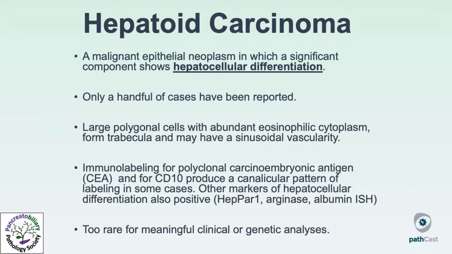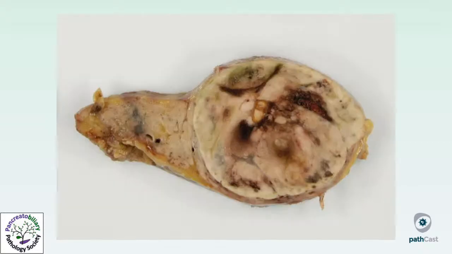They can also express other markers of hepatocellular differentiation like HepPar, arginase, and albumin ISH. These are too rare, really, for a meaningful clinical or genetic analysis, but it's important to know that in the pancreas, you can have a primary carcinoma with hepatoid differentiation. They're not all metastases from the liver. Grossly, these tend to be well circumscribed and fleshy neoplasms, having a quite different appearance from a typical pancreatic ductal adenocarcinoma.